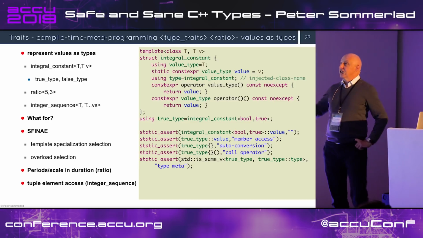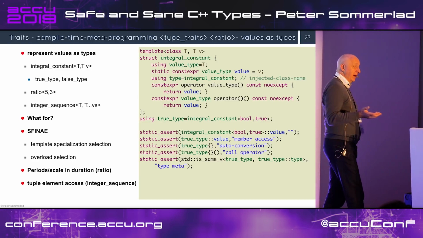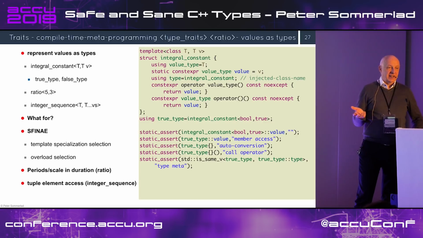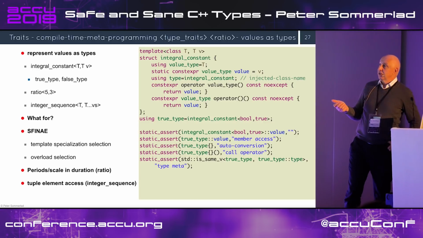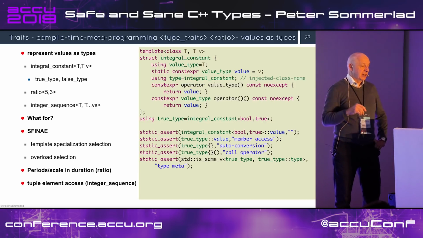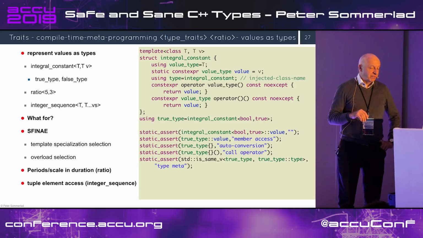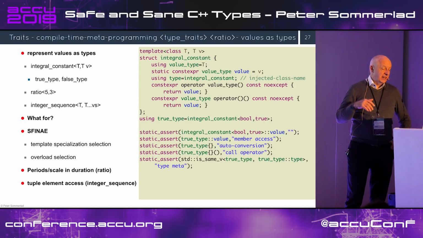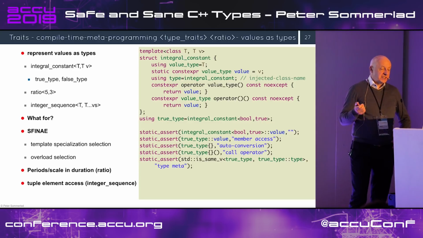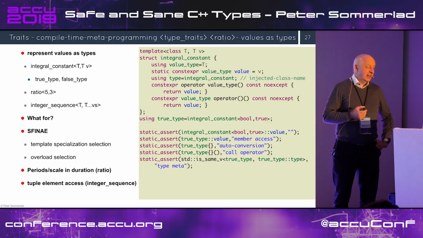We have a whole bunch of means to actually do compile time computation with empty types, where we, for example, represent values as types. There's integral_constant, the true_type, false_type. Even for rational numbers, we have std::ratio for representing the millis and megas in chrono. We have integer sequences, more or less a sequence of integers representing a type.